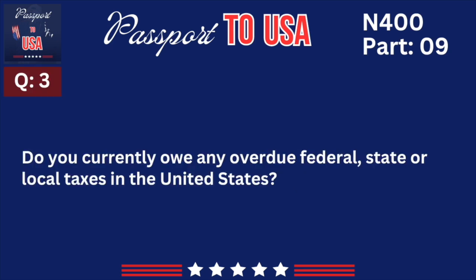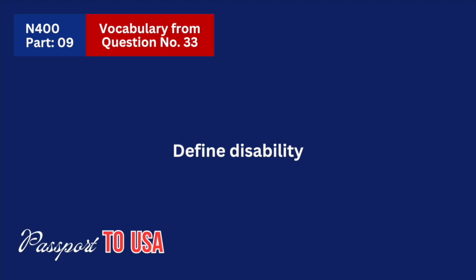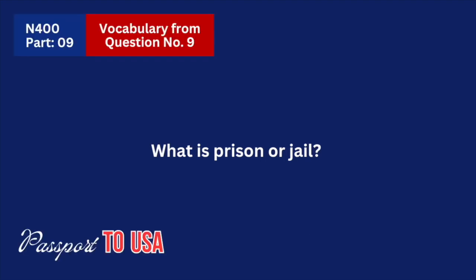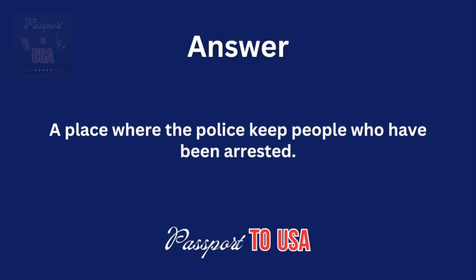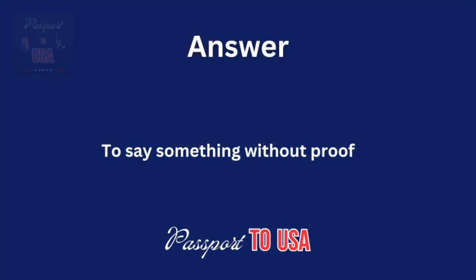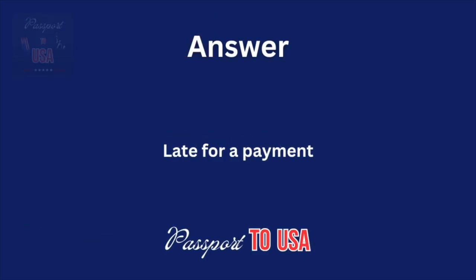Do you currently owe any overdue federal, state, or local taxes in the United States? No. Define disability. Limitations of ability. What is prison or jail? A place where the police keep people who have been arrested. What is claim? To say something without proof. What is overdue? Late for a payment.